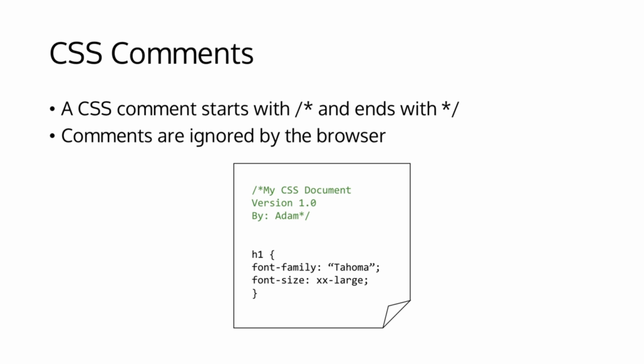So for example, here I have in the comments of my CSS document a version number and an author name. You don't have to do that. I see it a lot, but sometimes I don't see it as well.